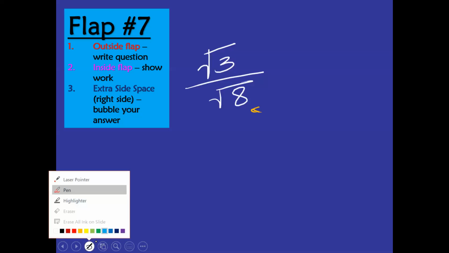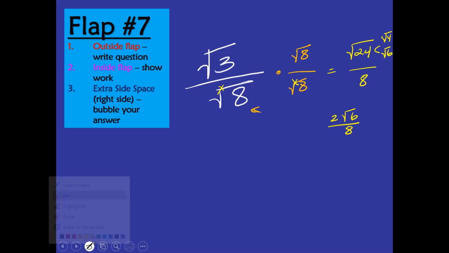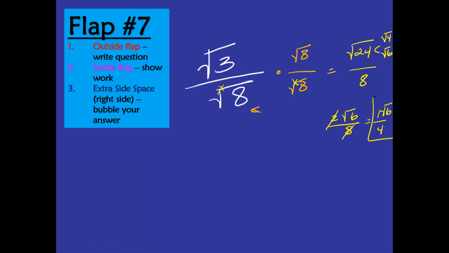Okay. Number 7 looks like this. So I want to get rid of the square root of 8. So I'm going to multiply square root of 8 top and bottom. And what's going to end up happening is that on the bottom, square root and square root cancels. So I have an 8. On top, I have a square root of 24, which I can break down into a 4 and a 6, which is a 2 square root of 6 over 8. And I can go ahead and reduce it to a 1 over 4 square root of 6.